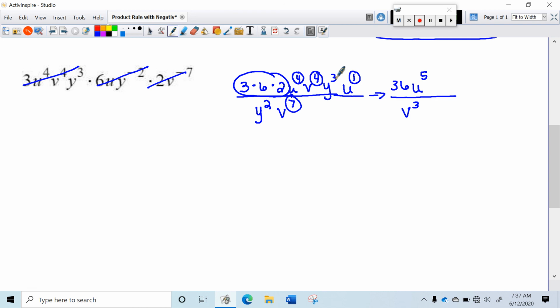For my y's, I have a 3 on the top, 2 on the bottom. 3 is the largest number, it's on the top. That means your y stays on the top. And for my exponents with my y, 3 take away 2 is 1, so I just have 1 y.